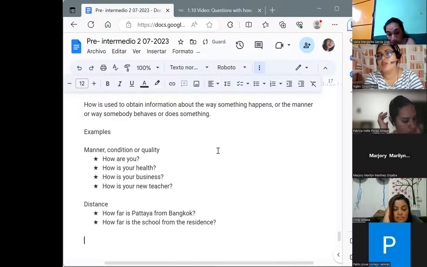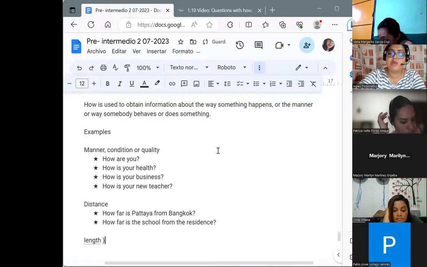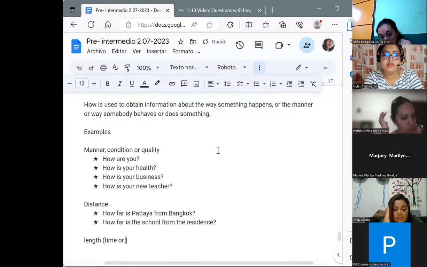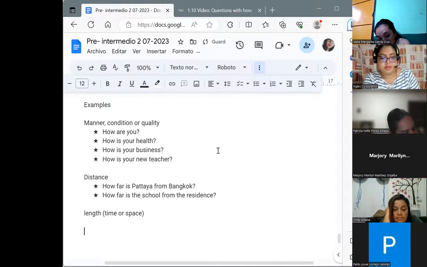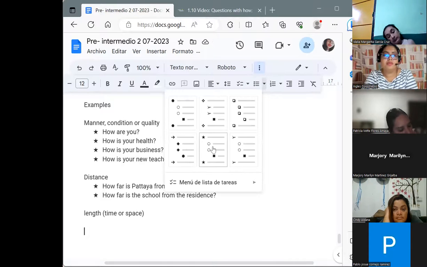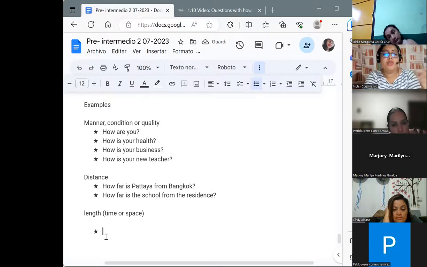Next one. In this case, we're not going to write a lot of examples. This is just to know how we can create these kinds of questions. In this one, how long? We are talking about length. And this one is related to time or space. Estamos hablando de tiempo o espacio. And we have the following examples. How long will it take?